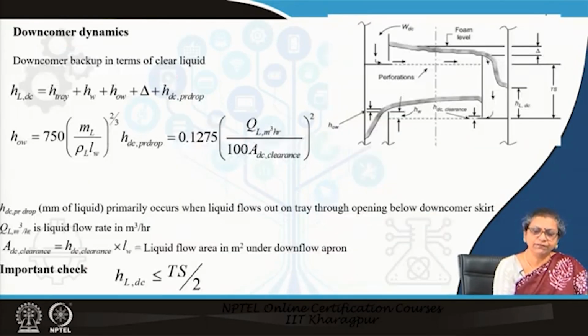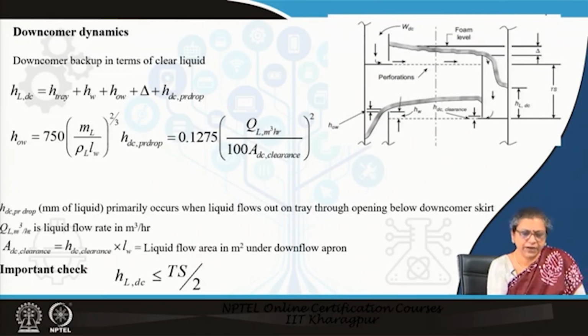So, next what we have is the downcomer dynamics. This is similar to all tray columns.